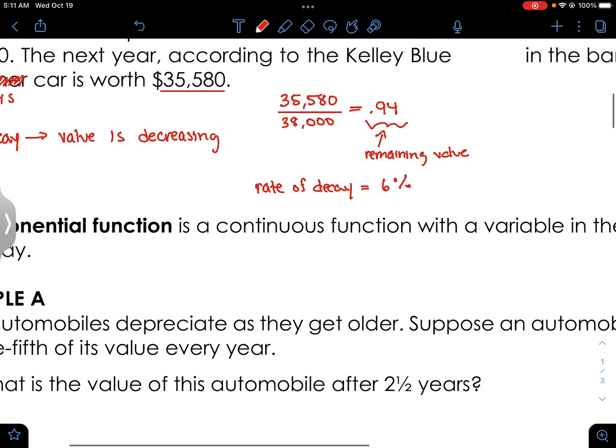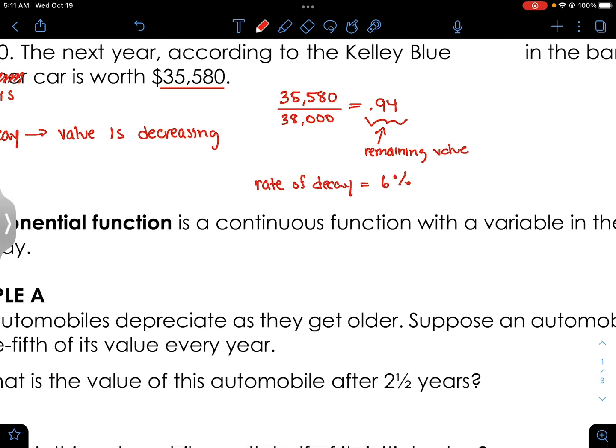And the way that you figure this out is you know that you had 100% of the value. So if you represent 100% as a decimal, it's just 1. And then we know it's decay, so we're subtracting whatever the rate is. And then we know that when we do that, we have 94% of it left over. If you solve this equation for R, you would end up with R equals 0.06, which represents a 6% decay.